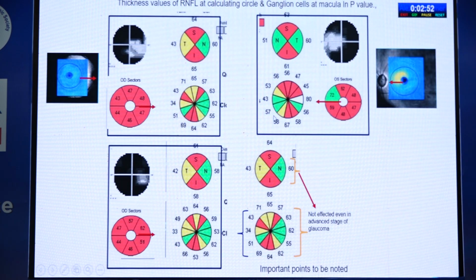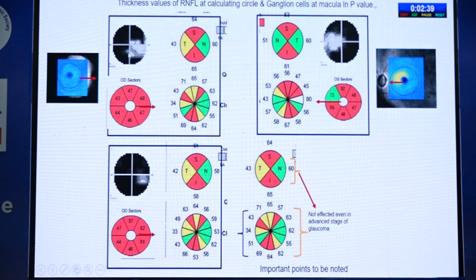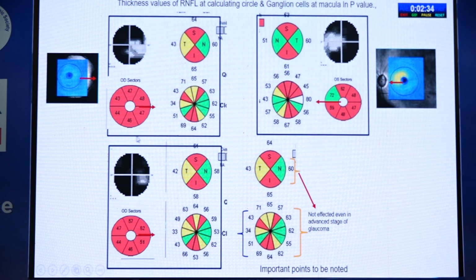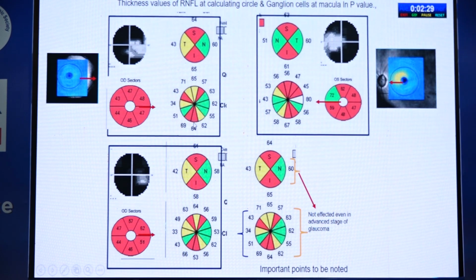So even by the time the GCC falls to 60 microns, the patient might not develop scotomas in the visual field. For example, if you take these slides, these are two patients where the sectorial GCC thickness has fallen to 47 and 46, and the patient has complete absolute scotomas. When the thickness is about 72, the patient does not develop much of a scotoma. And this is the papillomacular bundle.